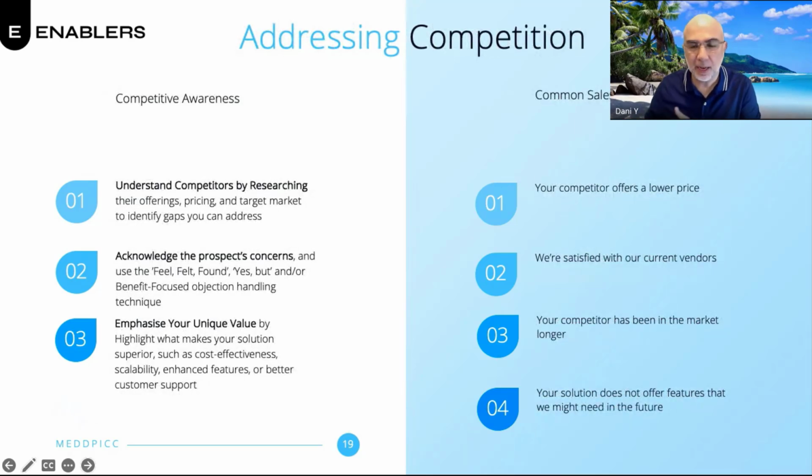Now, the second C in MEDDPICC is really around competition. And we've already spoken about internal competition. This is where essentially opportunities are lost to either no decision, no budget, or no urgency. But in this particular case, we're talking about external competition, right? And this is really where the value of MEDDPICC really comes out, right? You can use MEDDPICC really to uncover and deal with both kinds of competition. Early on, it's the internal competition, and later on, it's the external competition.